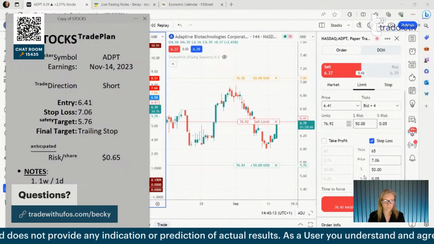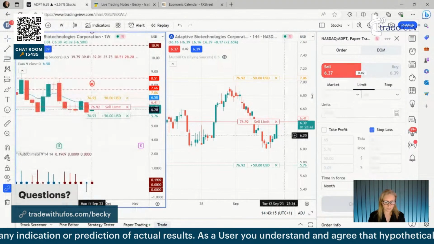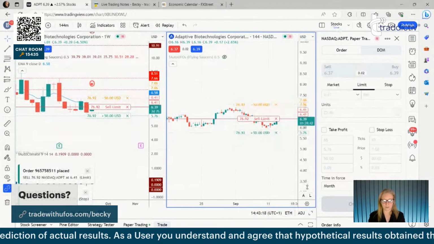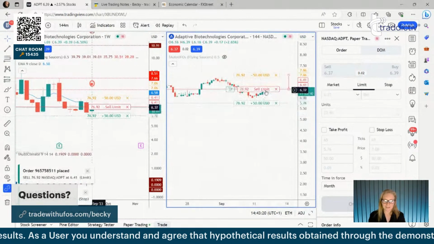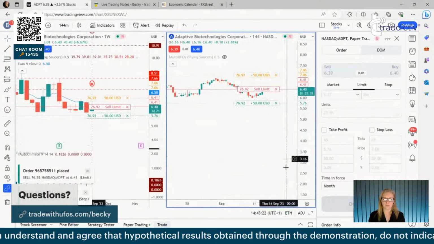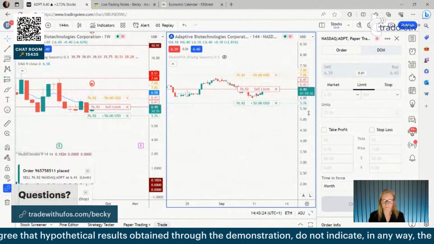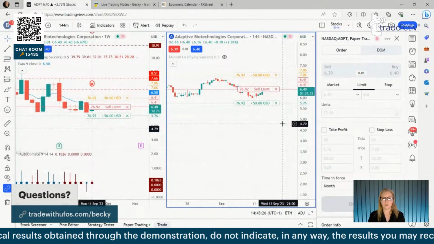So what we're going to do is keep that time in force for a month, put that in. So what that means is if price comes in, hits our target, and then moves down from here, if new sellers form, we just drag that stop loss.